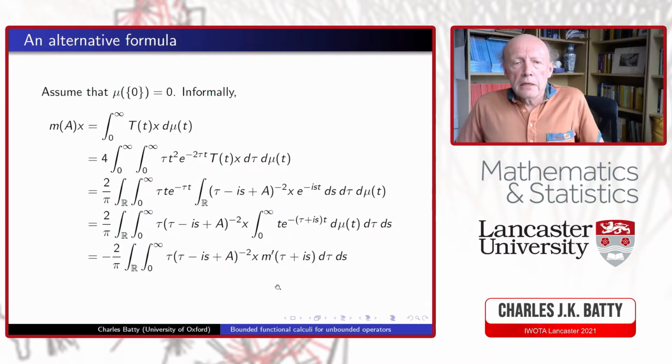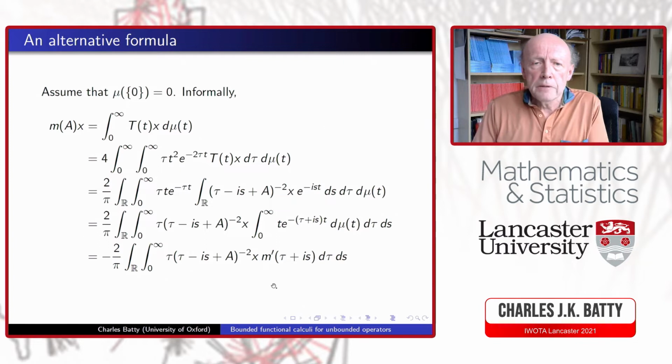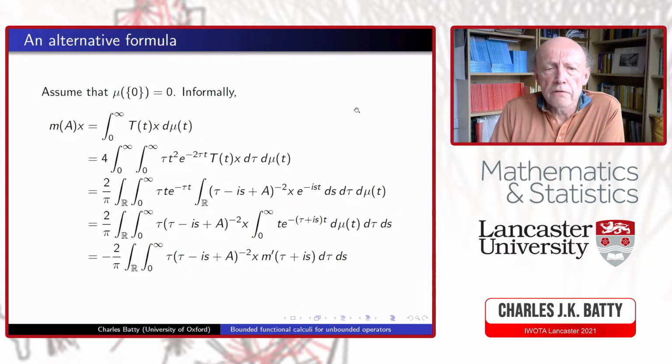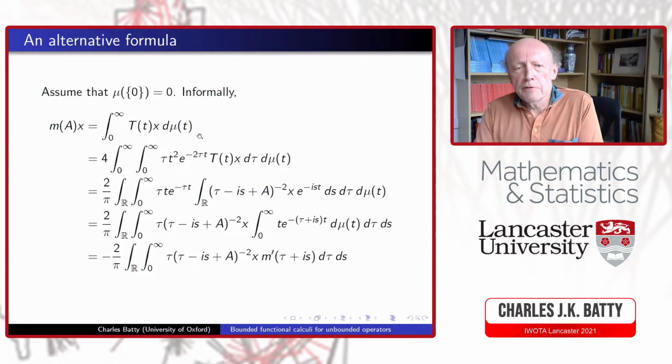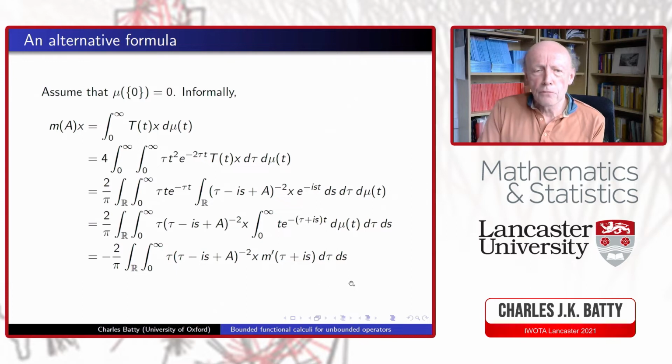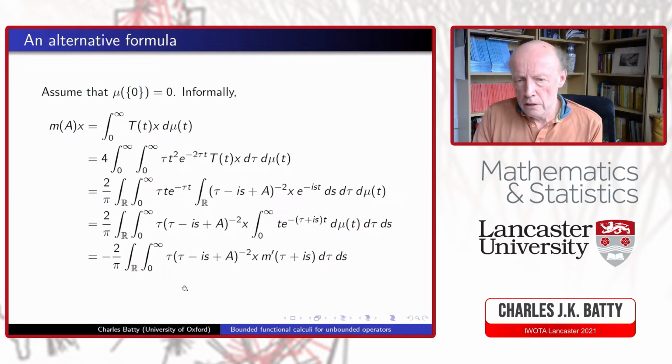So let's go back to the Hille-Phillips calculus itself, the definition of it. Well, here it is again. M of x is given by this integral. And then we can play a few games, and we end up with a different formula here, which looks more complicated, but it describes M of x with reference only to m and its derivative, and not to the measure mu explicitly. Now, the steps I've done here are informal.